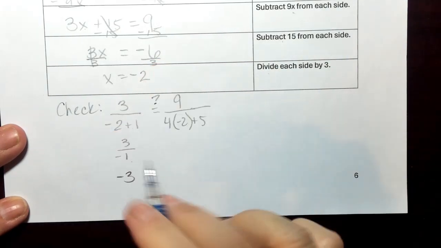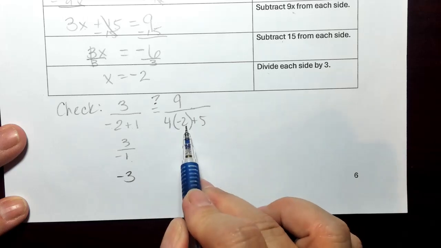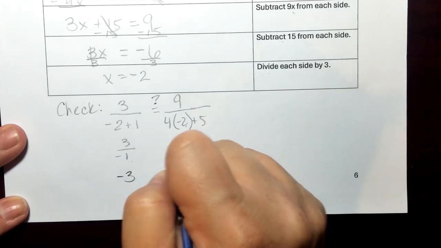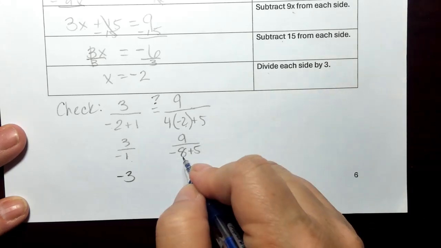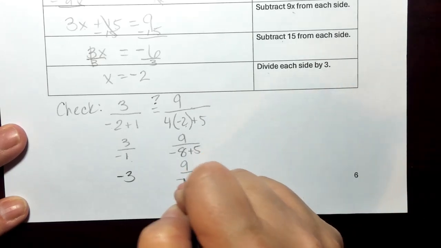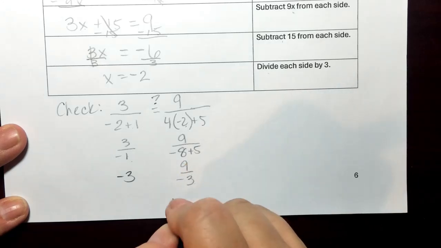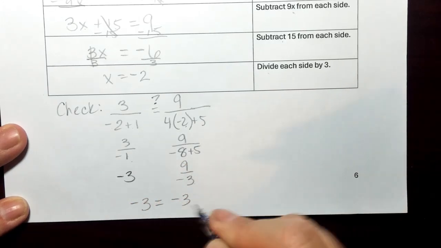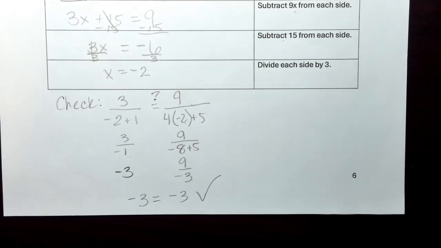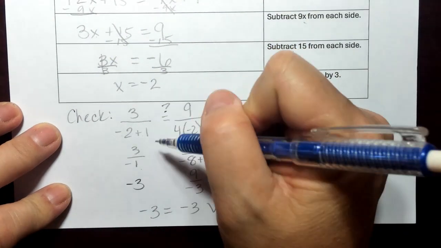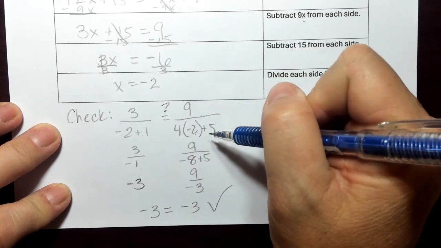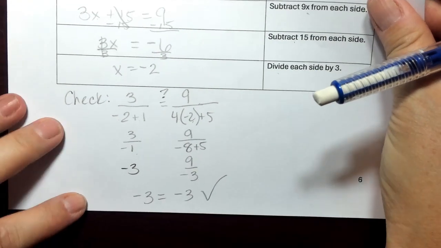So what we're seeing is, does this side equal that side? 4 times negative 2 gives us negative 8, and then negative 8 plus 3 gives us negative 3. So we have 9 over negative 3, and 9 divided by negative 3 does give us negative 3. So these two sides do equal, which means negative 2 is definitely our answer. Like I said, you can do a lot of this in the calculator. You could set that up and hit enter and just see. You don't have to write it all out.